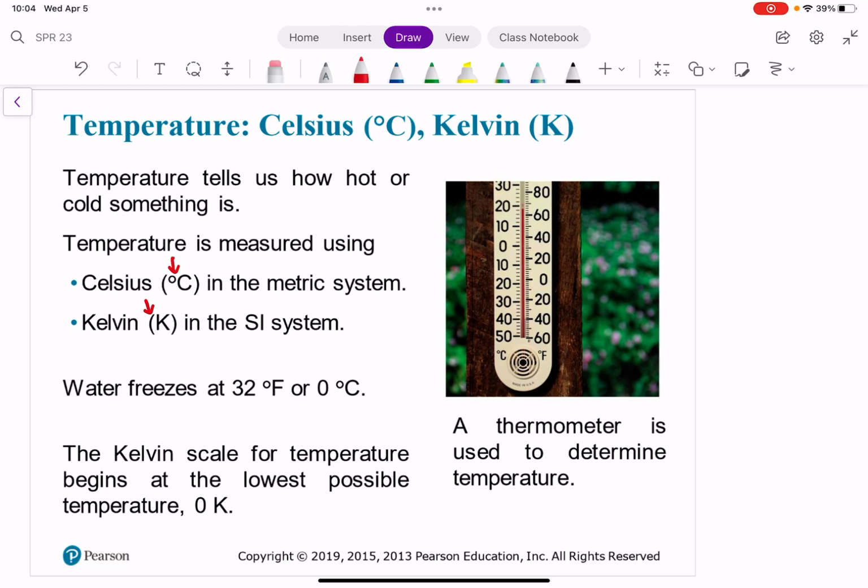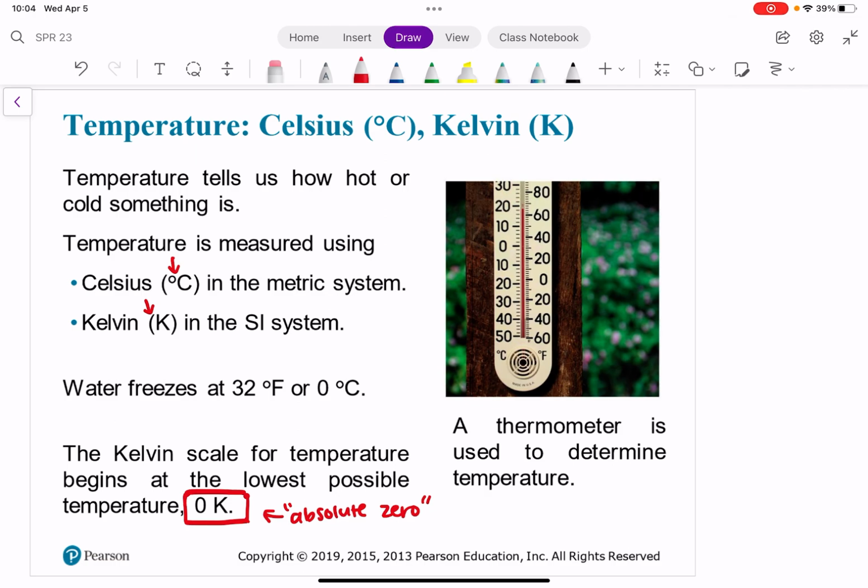And so for the Kelvin scale, the temperature begins at the lowest possible temperature, which is 0 Kelvin. So notice I said 0 Kelvin and not 0 degrees Kelvin. Again, we just don't put that degree sign in there. Sometimes you'll even hear that referred to as absolute 0, and that just means 0 Kelvin. You don't need to know that for this class, but it's just an interesting tidbit.